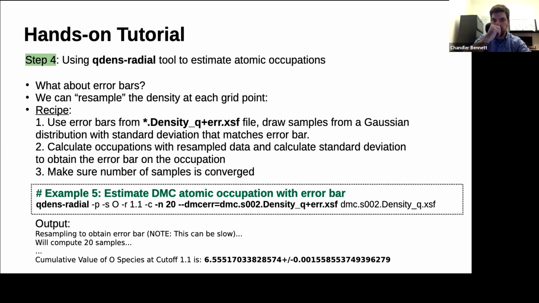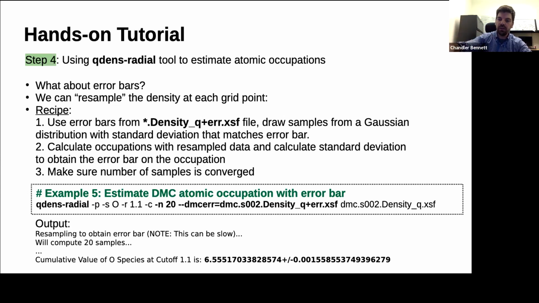Okay, getting close to the end here, I wanted to quickly show how to do an error bar. Recall that in QMC, any quantity that isn't given an error bar is effectively meaningless. To get an estimate of the error bar, we can use a resampling approach. We use the error bars from the XSF files given by QDens, and draw samples from a Gaussian distribution with standard deviation that matches the error bar. We can do this for every grid point.